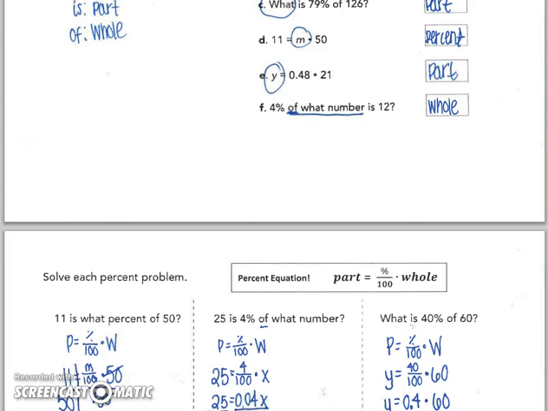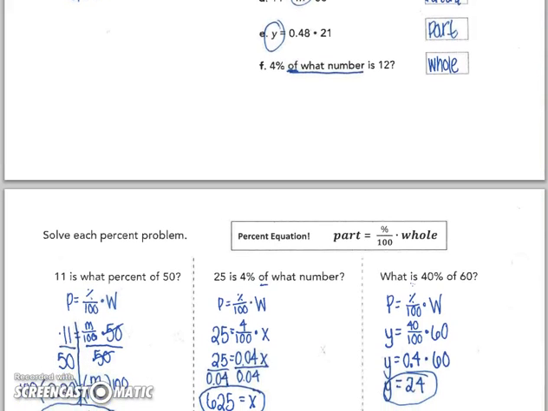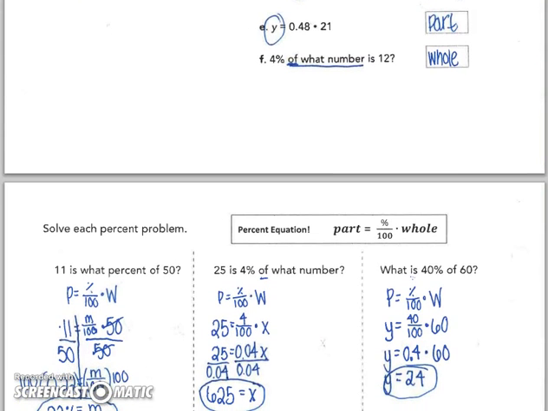From there, if I want to get x by itself, right now I have 0.04x, which means 0.04 times x. So if I want to get rid of the 0.04, I divide both sides by 0.04, and that gives me an answer of 625 for x. So to answer our question, 25 is 4% of 625. And when we look back at that, that makes sense because 4% is a very small part of this larger number. So it makes sense that a very small part of 625 would be 25.